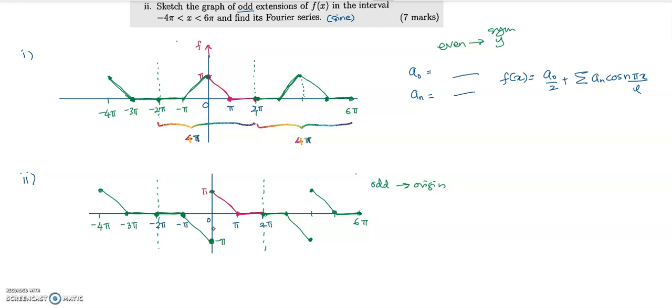And then for the Fourier series, we need to get the Bn only. And then f(x) is supposed to be the summation of Bn sin n pi x over L. I hope you can do the Fourier series on your own, but what I want to highlight is just the graph part.